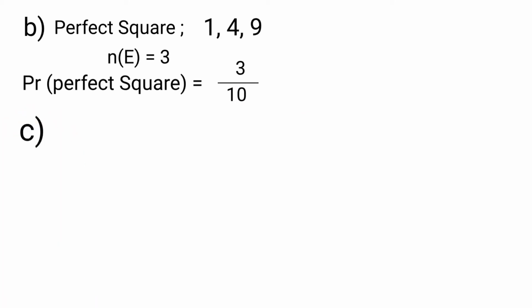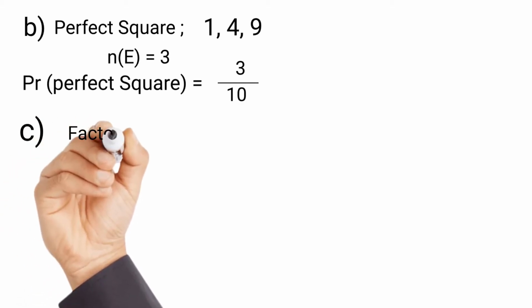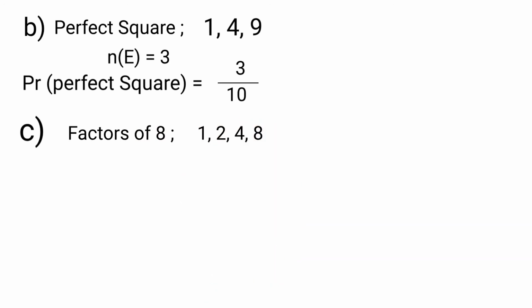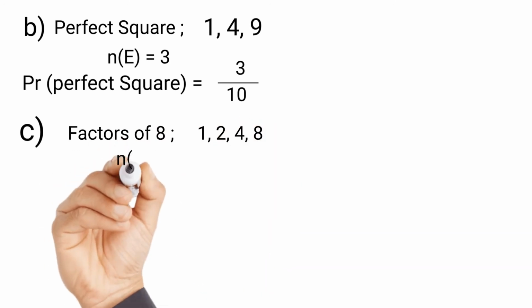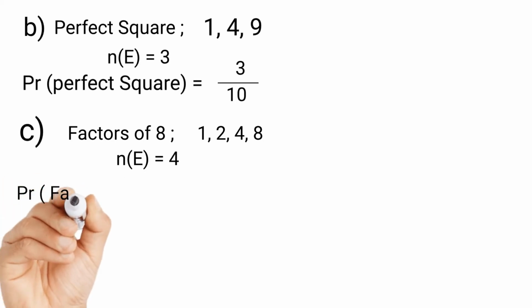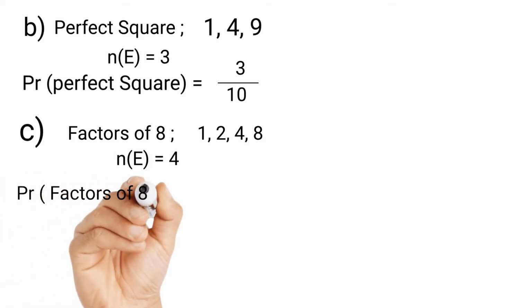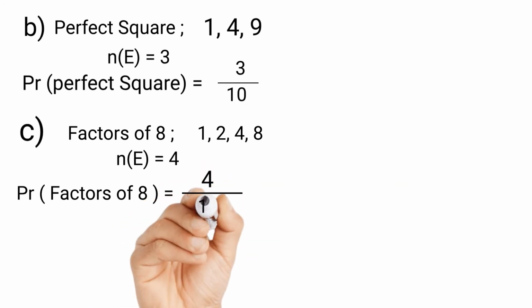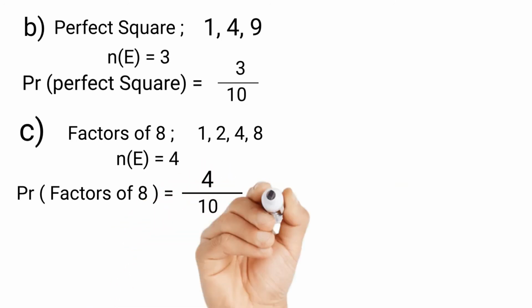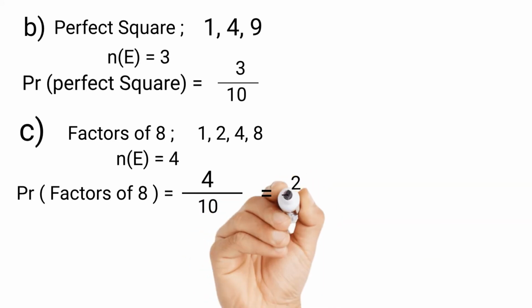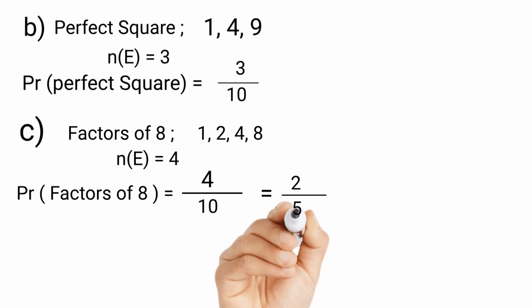So C part of the question now. Factors of 8. The factors of 8 are 1, 2, 4, and 8. Between 1 and 10, we have 4 of them. So probability of factors of 8 will now be 4 over 10. Is that okay? Which will give us 2 over 5.